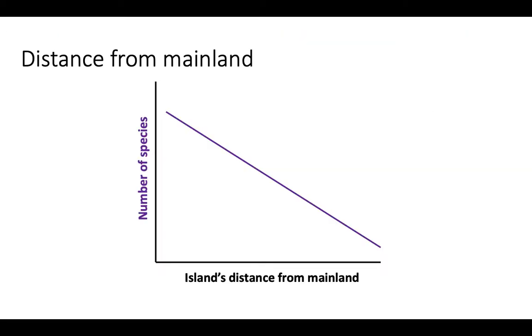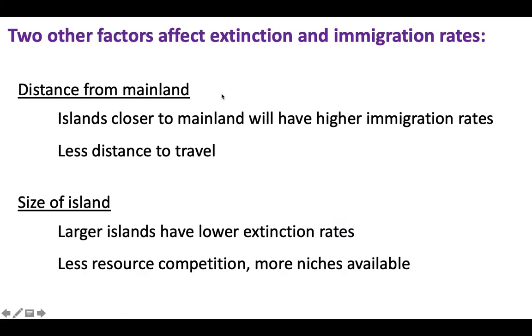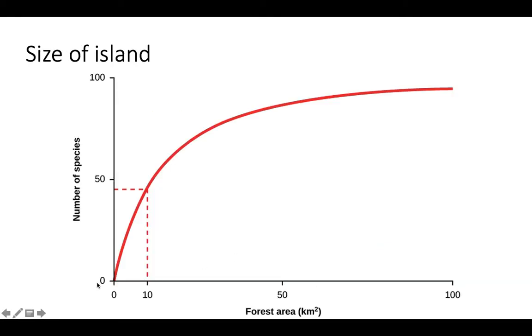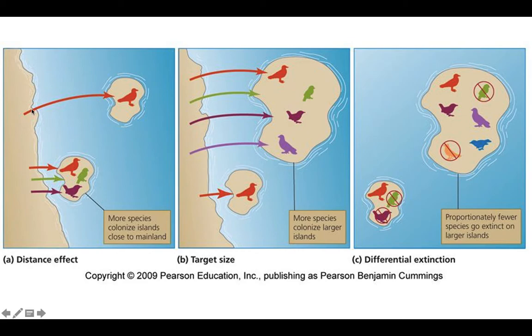This can be represented with two simple graphs. If we look at distance from the mainland, as the island's distance from the mainland increases, as we get further and further away, in general, the number of species on that island tends to decrease. We see something opposite with the size of the island. As the size of the island increases, we tend to see an increase in the number of species that can survive there. So here's a more visual cartoon to look at.